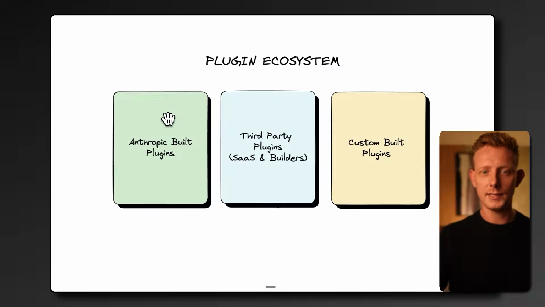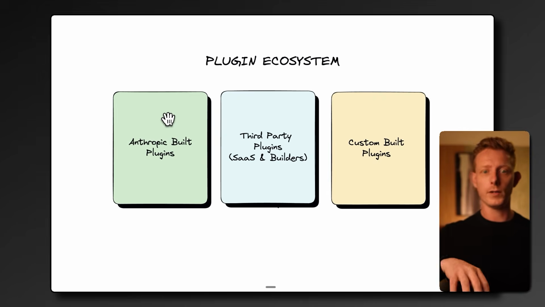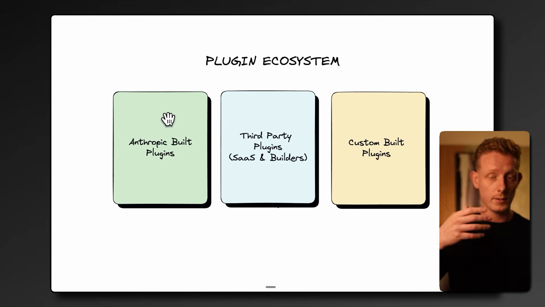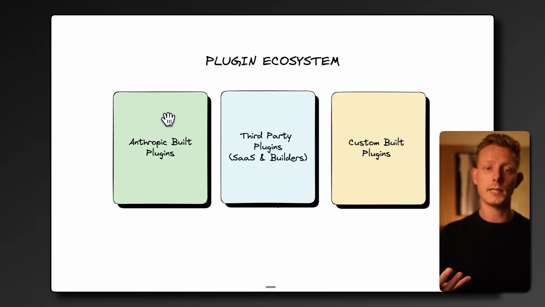And I potentially see three types of plugin appear. First, we'll have the Anthropic built plugins. Right now, Anthropic has released these open source plugins for the most common business departments, but they've already confirmed that organization-wide sharing and private plugin marketplaces are coming soon to make them more accessible to businesses.